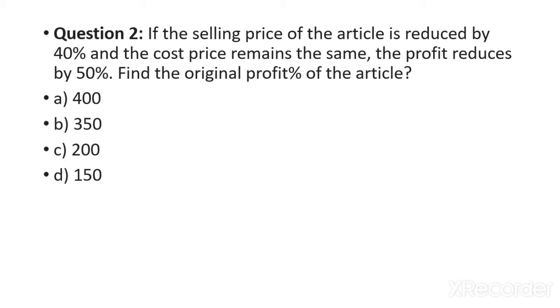See the question number 2 now. If the selling price of an article is reduced by 40%, selling price is reduced. Suppose SP is 100 and selling price is reduced by 40%, means SP is 60 now. When we are taking it 100, then we will just subtract the 40 out of 100, and the cost price remains the same. Cost price same है. The profit reduces by 50%. Profit reduce हो जाता है 50% से.